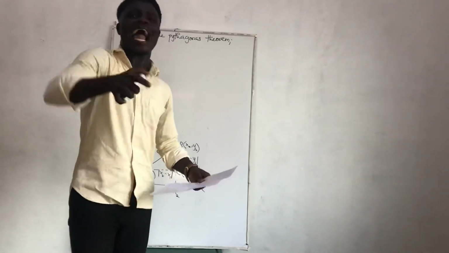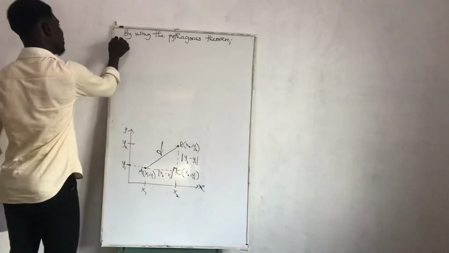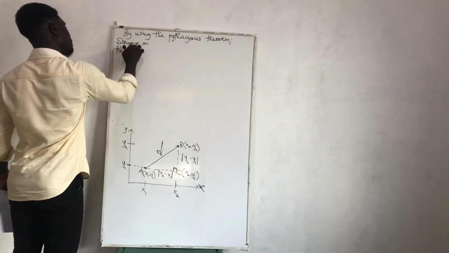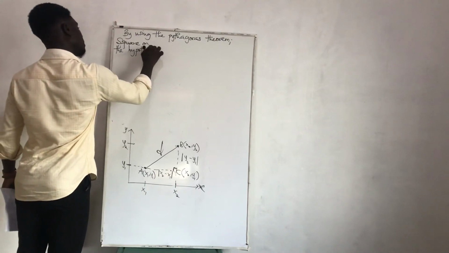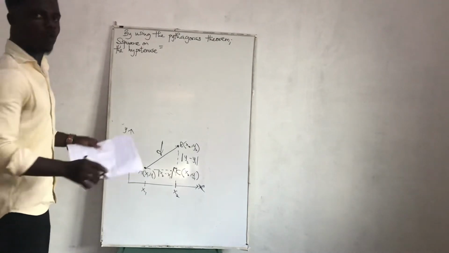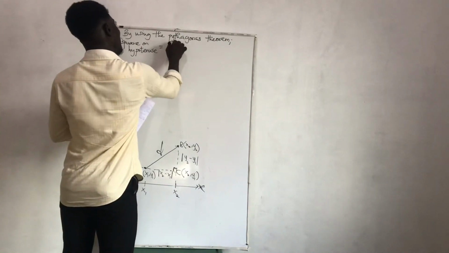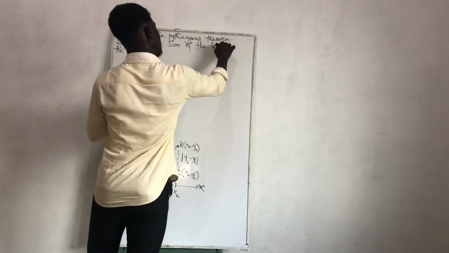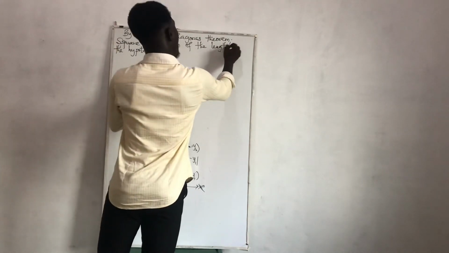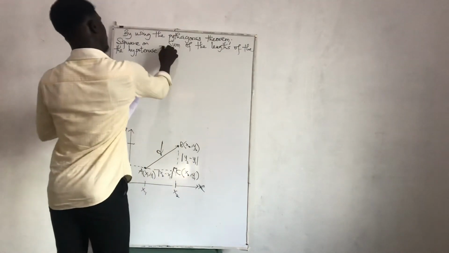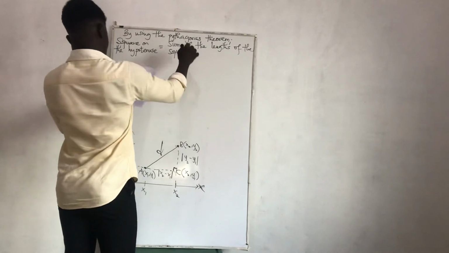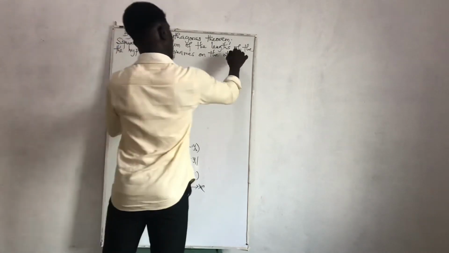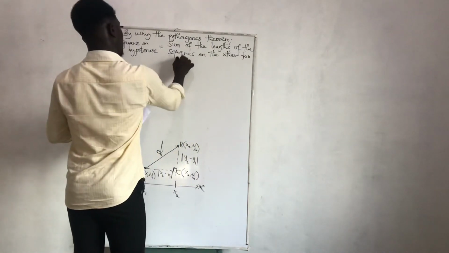The square on the hypotenuse must be equal to the sum of the lengths of the squares on the other two sides.